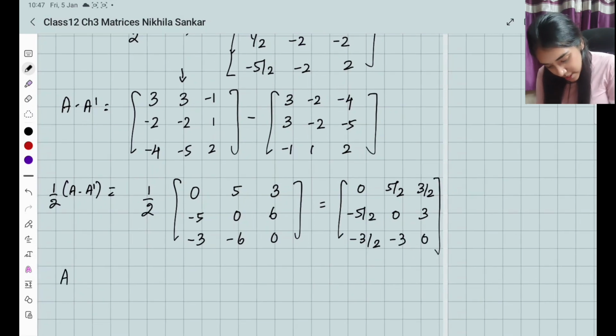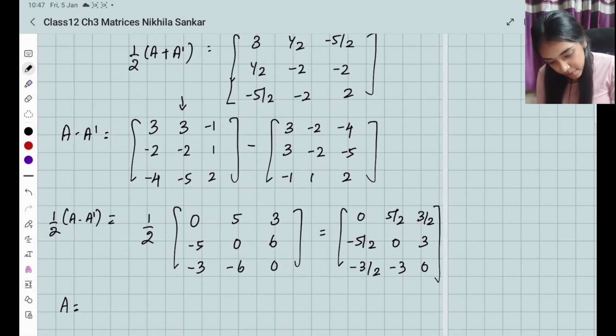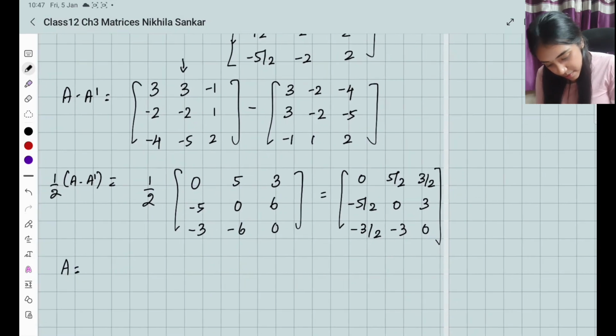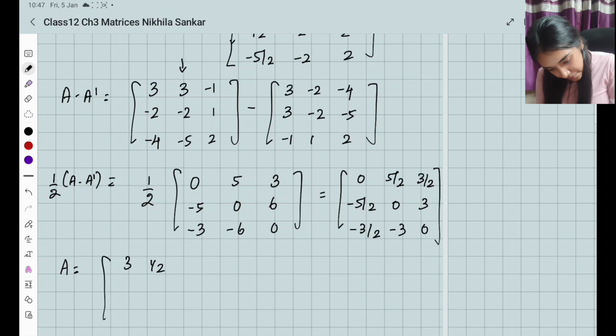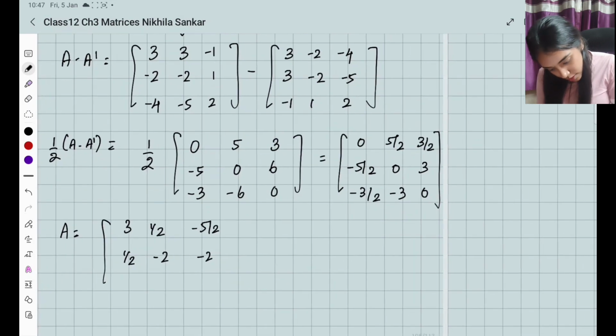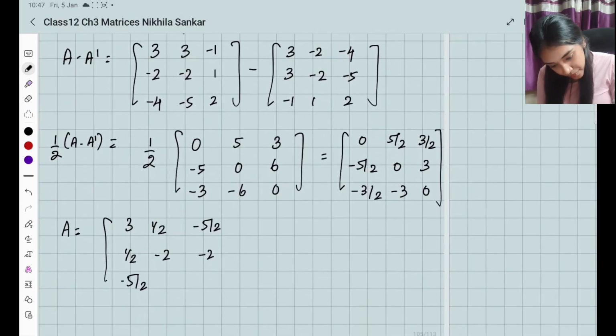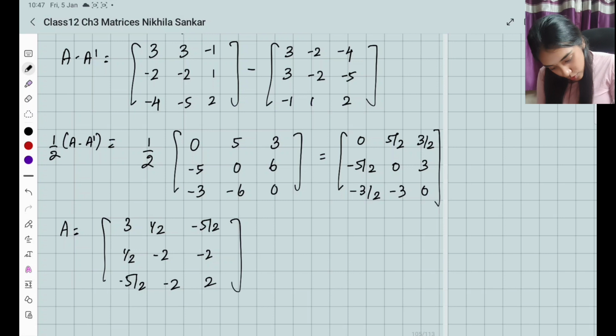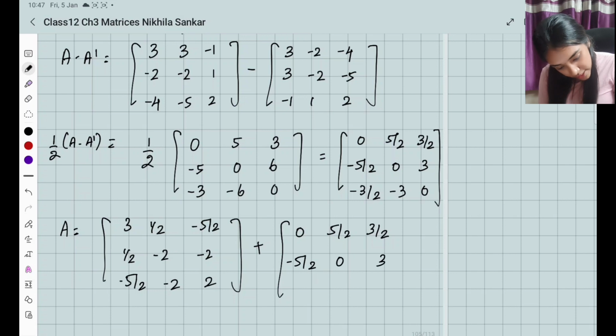So the final answer, A, is going to be the sum of symmetric and skew symmetric, which is the first matrix where I have 3, half, minus 5 by 2, half, minus 2, minus 2, minus 5 by 2, minus 2 and 2. So this symmetric plus skew symmetric is going to be 0, 5 by 2, 3 by 2, minus 5 by 2, 0, 3, minus 3 by 2, minus 3, 0.